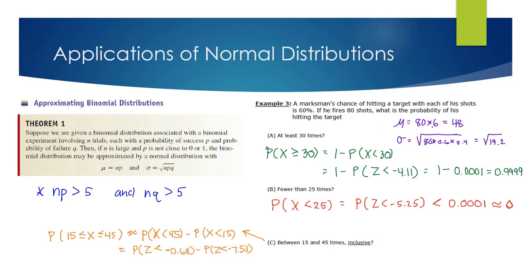And again, the probability that x is less than 15 is that z is less than negative 7.53. So this is basically 0. I could probably say, okay, this is nothing. I'm going to look for the probability that z is less than negative 0.68. So I look that up on the table. I get about 0.2483, of course, minus 0. So about 0.2483 is the probability of the marksman hitting between 15 and 45 times. We expect him to hit it more than that.